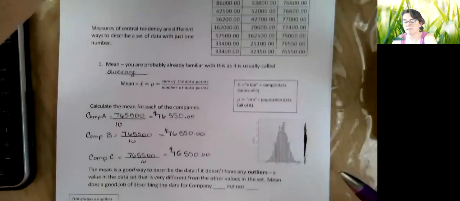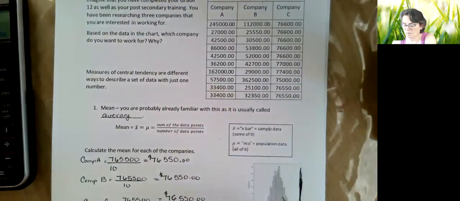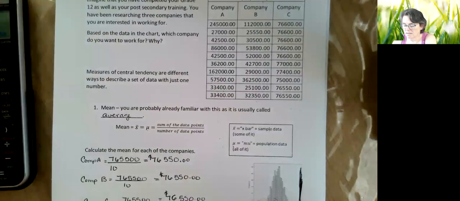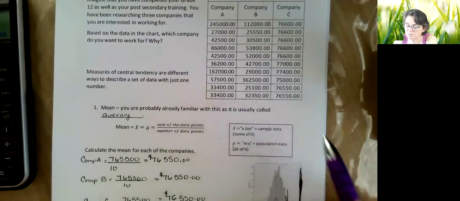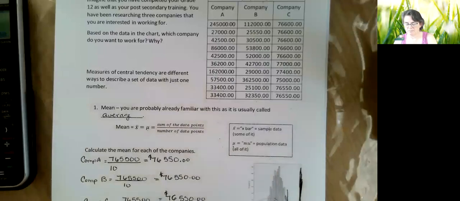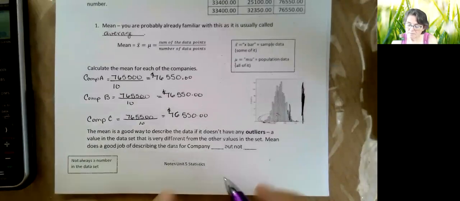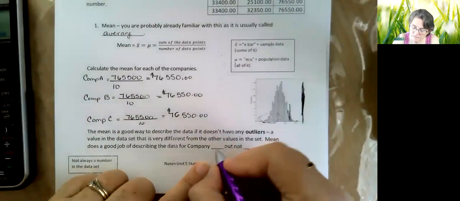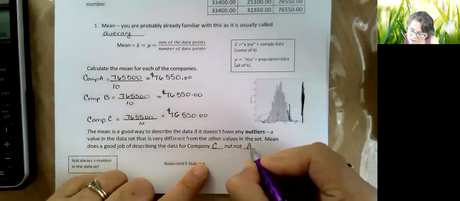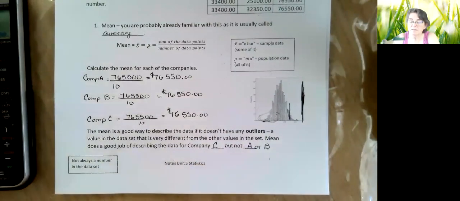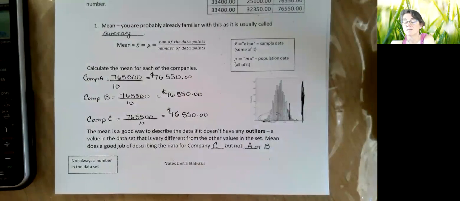So company B would have a whole bunch of data down at this end, and then somebody at 112, and then that guy at 362, and it just gets messed up. So the mean does a good job describing company C. It was all kind of around there, but not either A or B. So depending on what you're doing, the mean may or may not be the best way to describe your data.